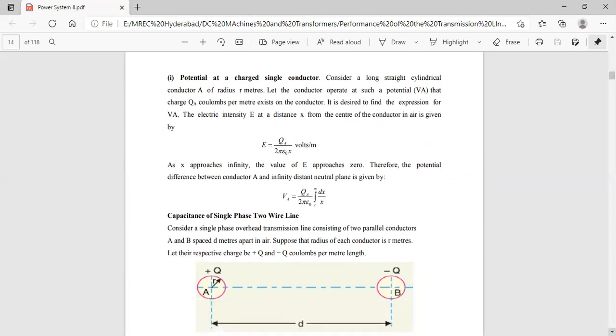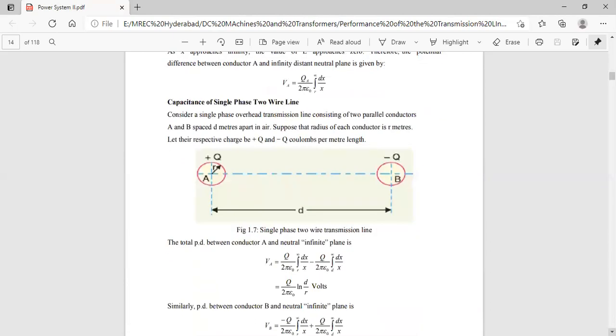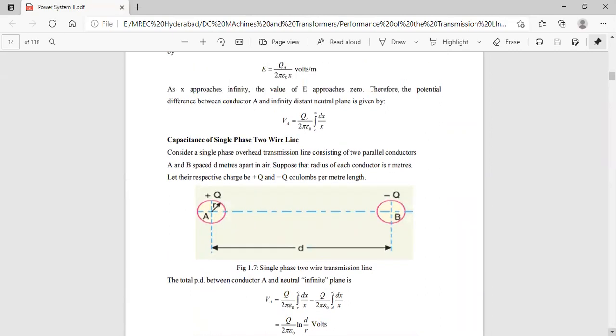So now we'll see the capacitance of single phase two-wire systems. So this is the potential equation. Already I told you this is useful to find out the capacitance of the conductors. Consider a single phase overhead transmission line consisting of two parallel conductors A and B spaced d meters apart in air. Suppose that the radius of each conductor is R meters. Let the respective charges be plus Q and minus Q per meter length.